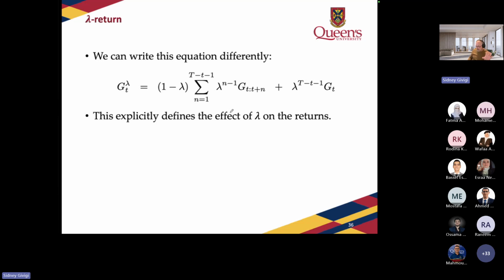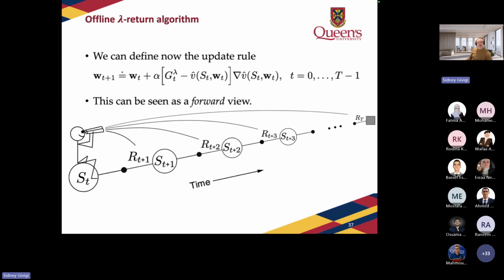So they are exactly the same, and they give you the same insight, but you might be better off in one case or the other, okay? In our case, what we do is create these updates in here. What it means is that the first return, this is what we call the forward view, is more important for you. Then the second return is a little bit less, all the way to the terminal state. So this is a forward view.